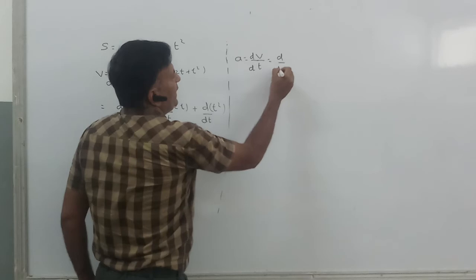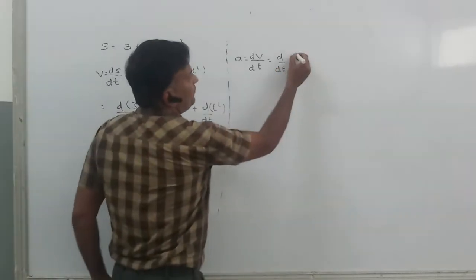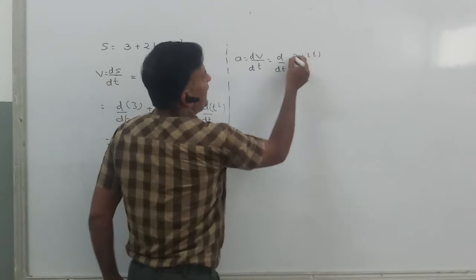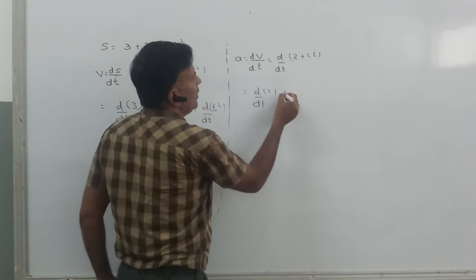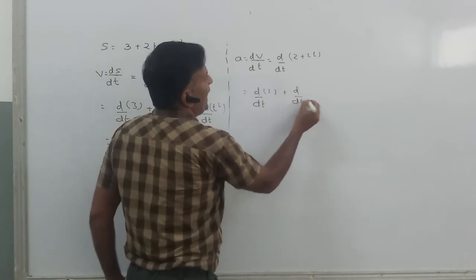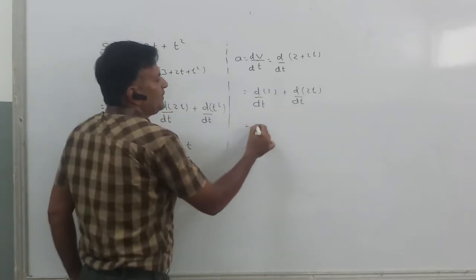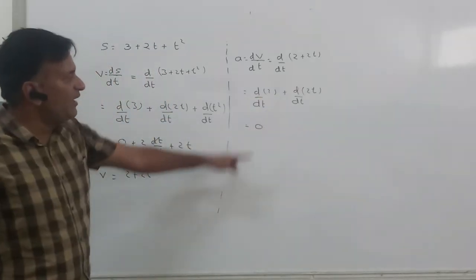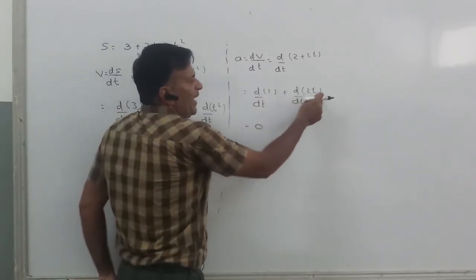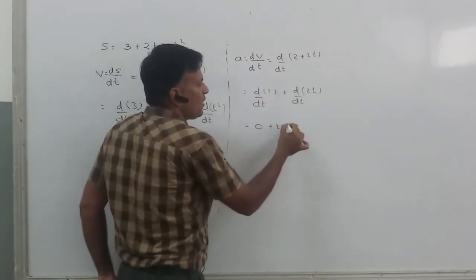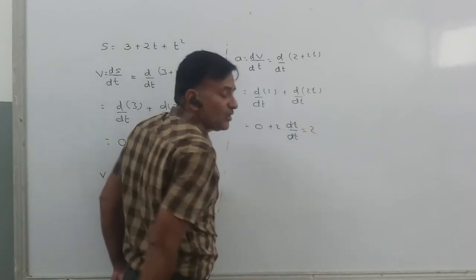So, it is d over dt of 2 plus 2t. Carry out the differentiation: d by dt of 2 plus d by dt of 2t. This becomes 0. Why does it become 0? Because 2 is constant. Derivative of a constant is 0. And d by dt of 2t: 2 comes out, what remains is dt by dt, which cancels out. The answer is 2.